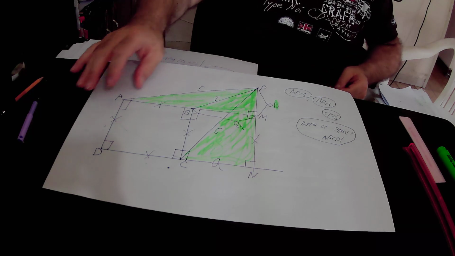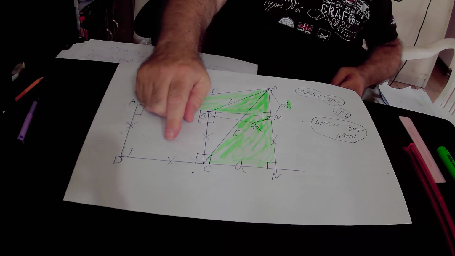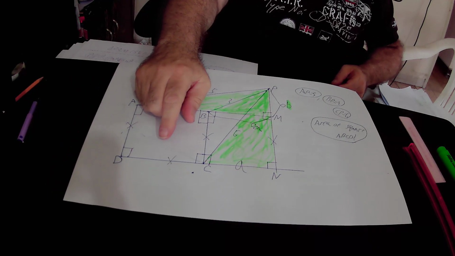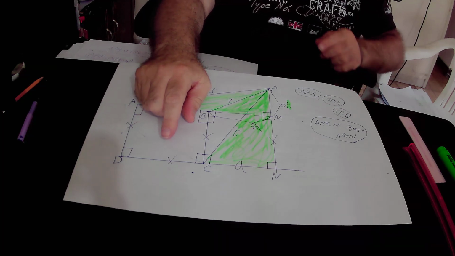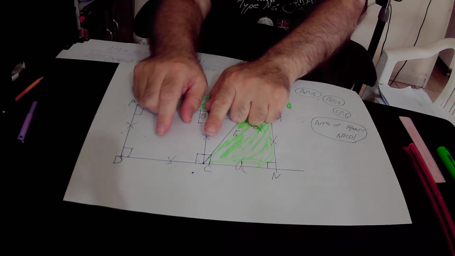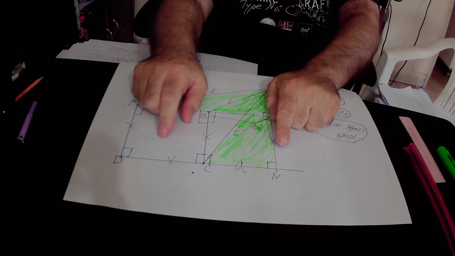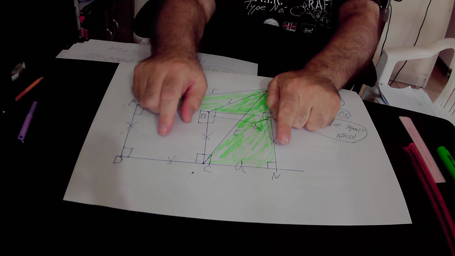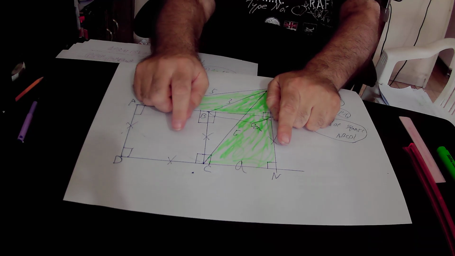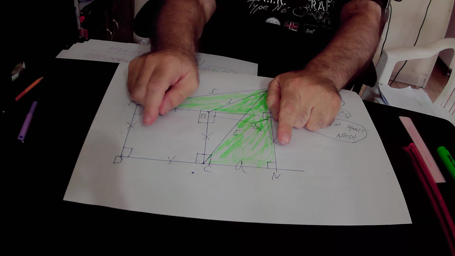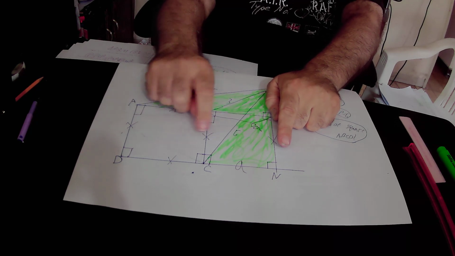Here, DC is one side of square ABCD, therefore it is absolutely a straight line. And when we extended the straight line DC by a straight line, the result is DN. When you extend a straight line by a straight line, the result must be a straight line, therefore DN must be a straight line. So DN is a straight line.